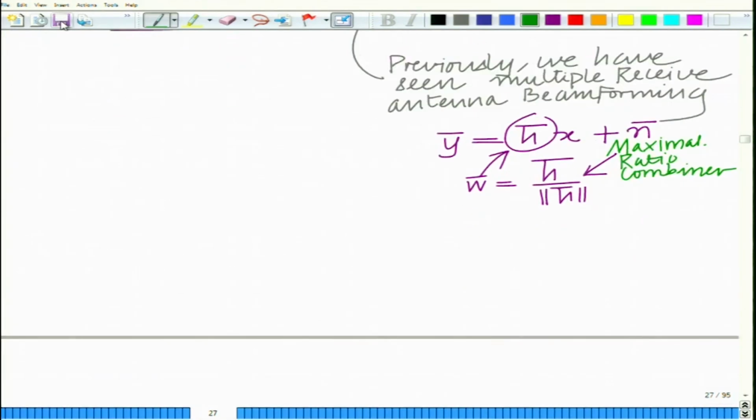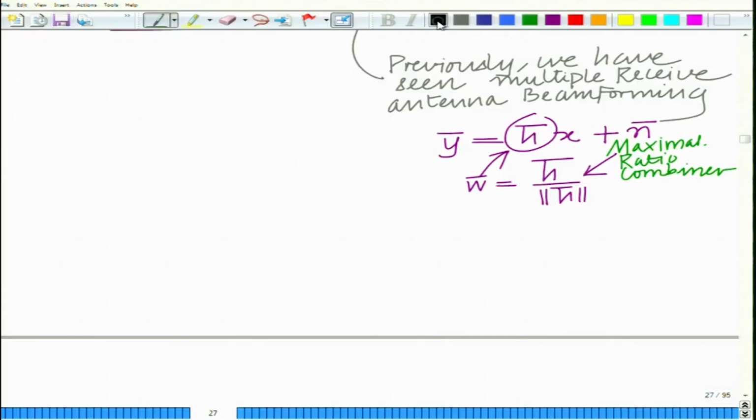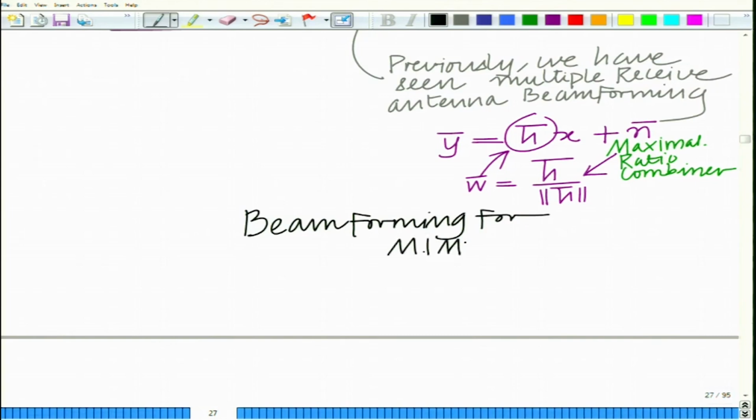Now, what we want to do is extend this to a MIMO system. You might recall a MIMO system is a system which has not just multiple receive antennas, but also multiple transmit antennas. So, you have multiple antennas at the transmitter as well as the receiver. That is why it is known as a MIMO system, or a multiple input multiple output system. So, what we want to consider is this interesting problem of beamforming, and this is not so trivial or straightforward. Beamforming for MIMO.